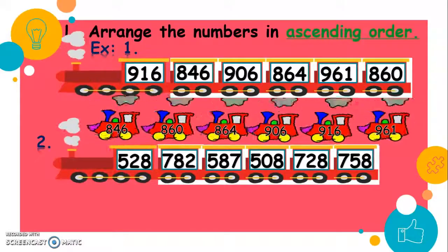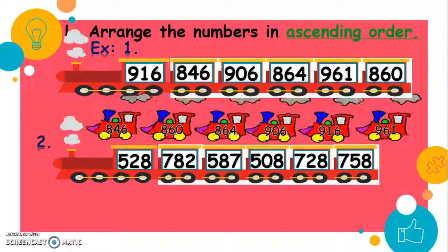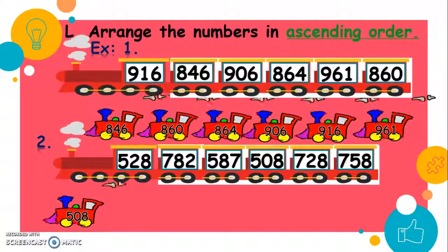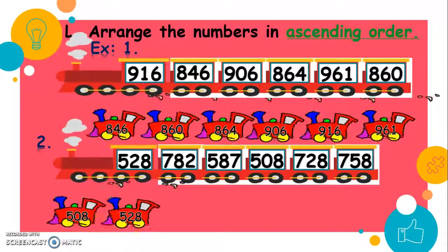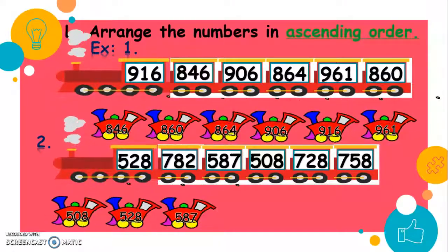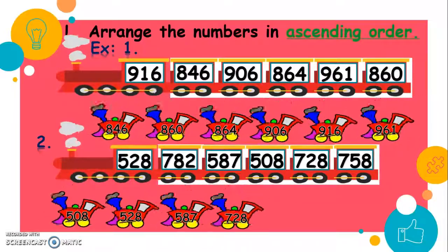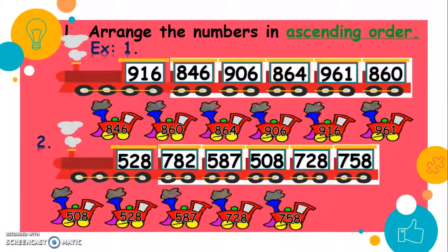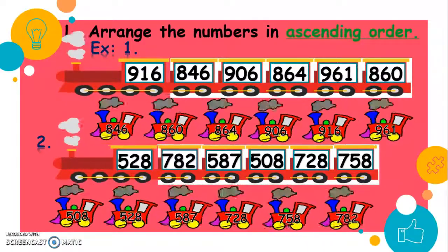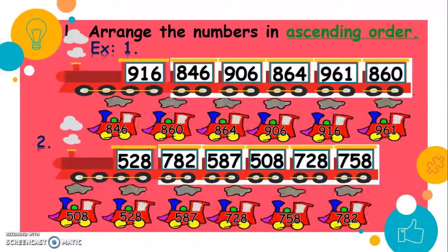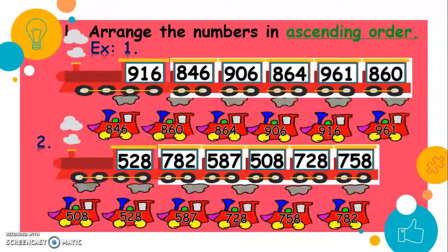Now for number 2, if you have to order it using ascending order, you start from the smallest number, which is 508. This is followed by 528. The next number is now 587. The next one should be 728. And the next two numbers are 758 and the greatest number is 782. Now, do you understand how to do ascending order?